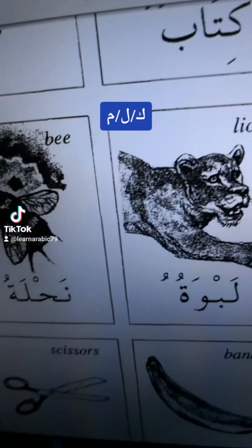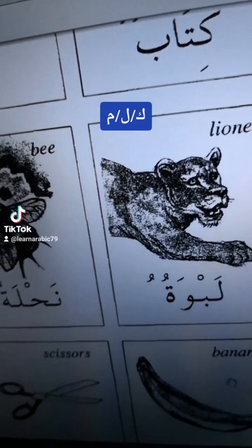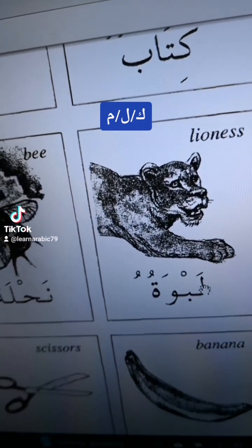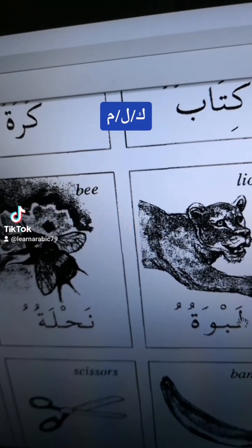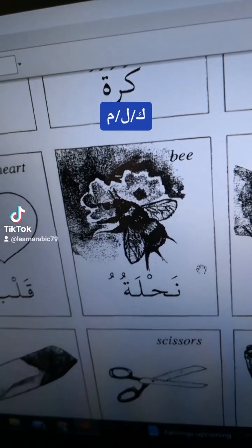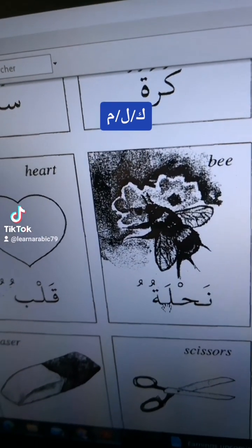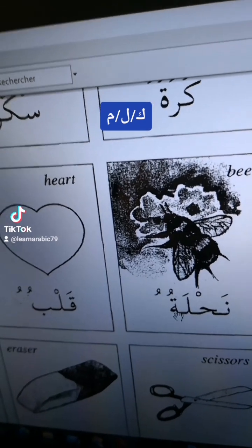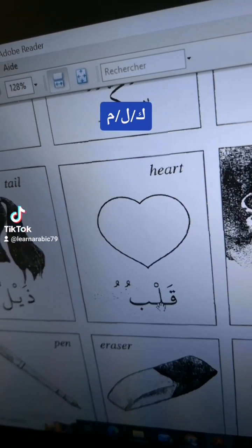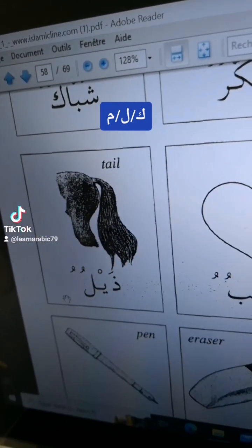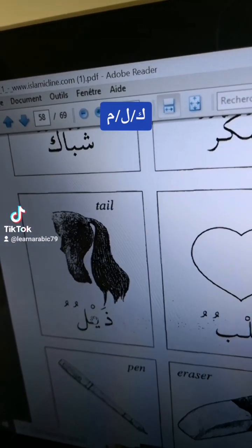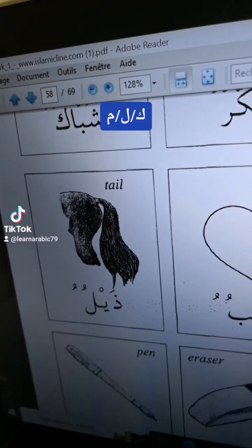Now for lam at the beginning of the word, this one looks like this. Labwatun, lioness. Lam in the middle: nahlatun, a bee. Qalbun, heart. Dhaylun, this is lam at the end, tail.